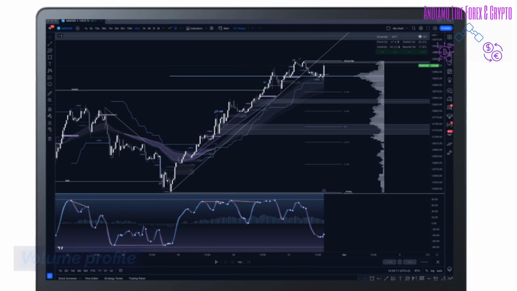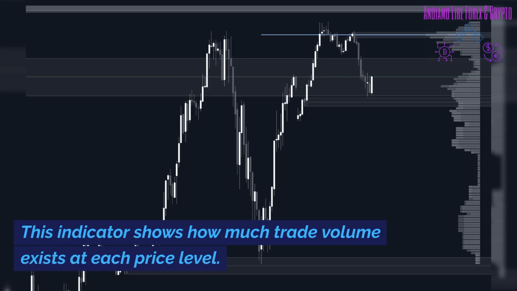Volume profile. These indicators show how much trade volume exists at each price level. You can see that on the side here in the picture. There's profiles which look like lateral hills. The peaks of those hills are areas where the most volume occurs.